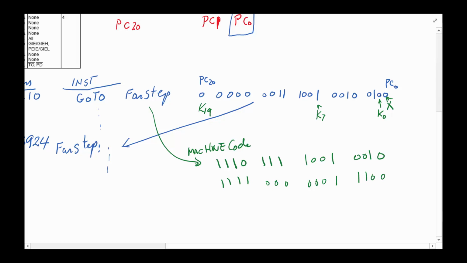Okay, so 0100100 goes here, and then up to here. Goes up here. This is K0 to K7, and this is going to be K8 through K19. And we're going to double check to make sure we did that right. Looks pretty good. Okay. So 1, 2, 3, 4, 5, yeah, 20 up. Okay. 21 bits for PC.